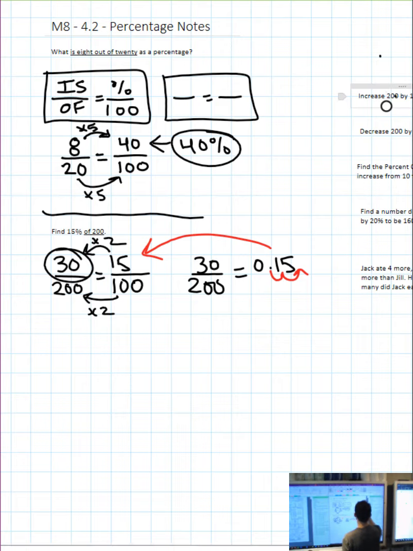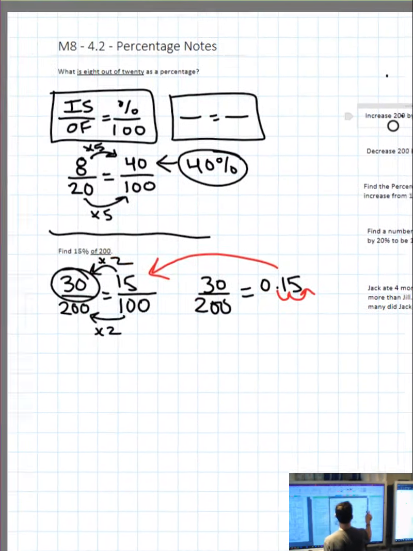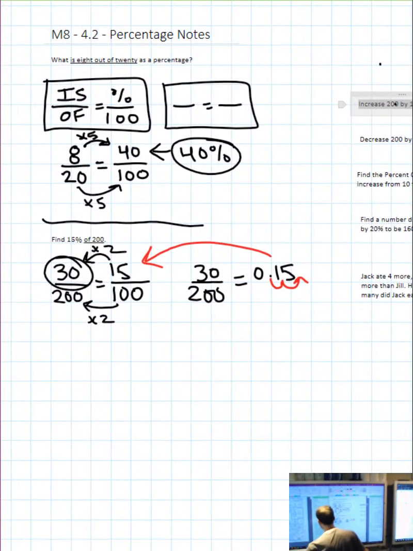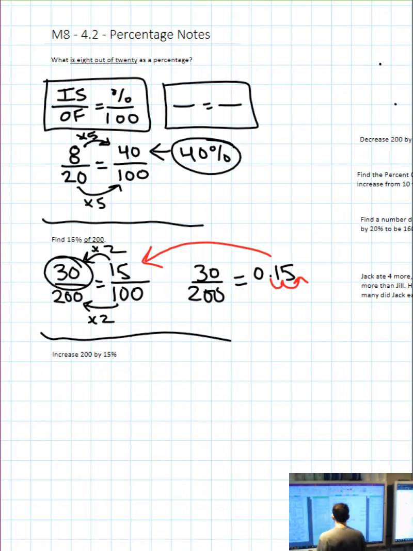Okay, this next one here, increase 200 by 15%. So, a little bit new, increase 200 by 15%. Excuse me? I have missed a question accidentally from the notes, so pardon me. We are just going to go back a second, and that will be our next question.